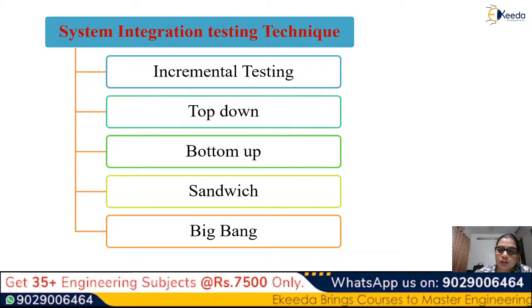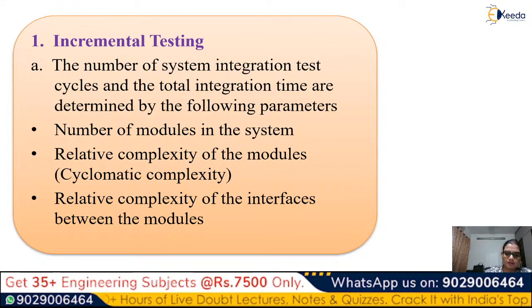Now, system integration testing technique is done in five ways. First is incremental testing, then top down, bottom up, sandwich, and big bang testing. Let us see them one by one. Incremental testing: the number of integration test cycles and total integration time are determined.